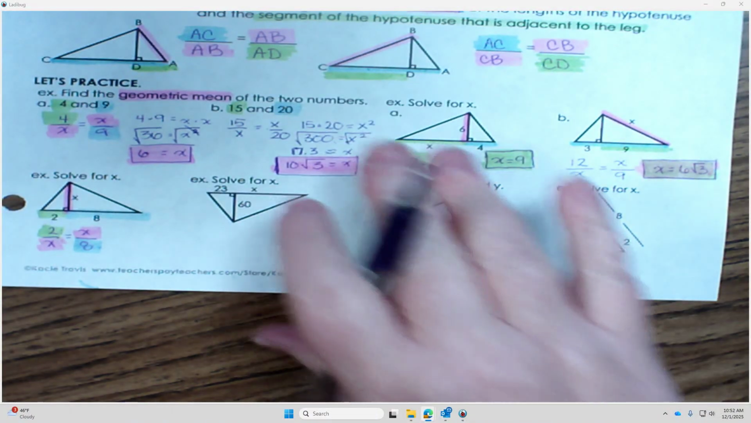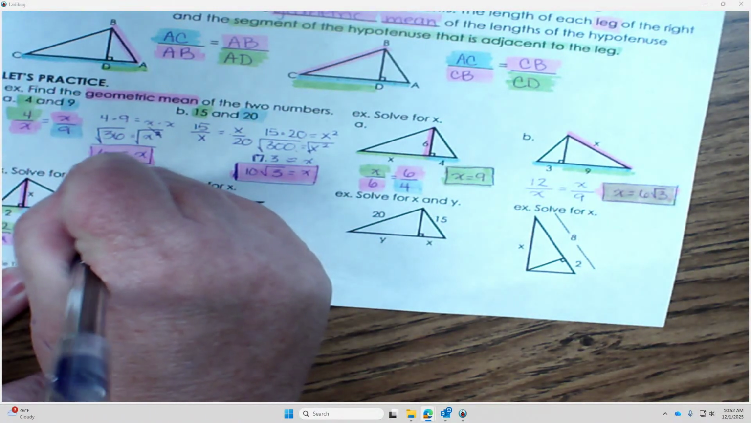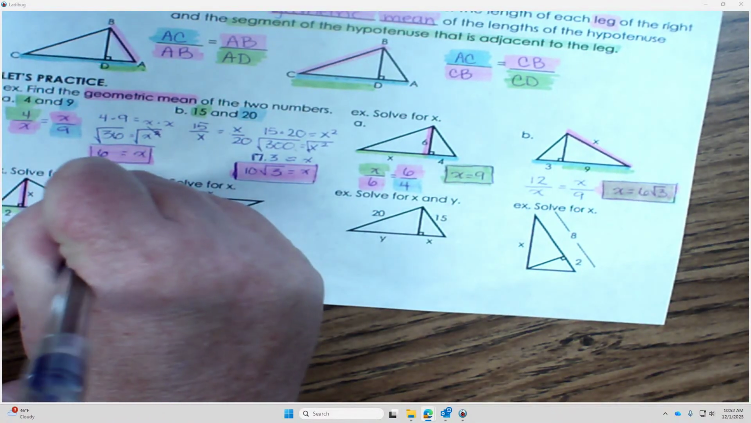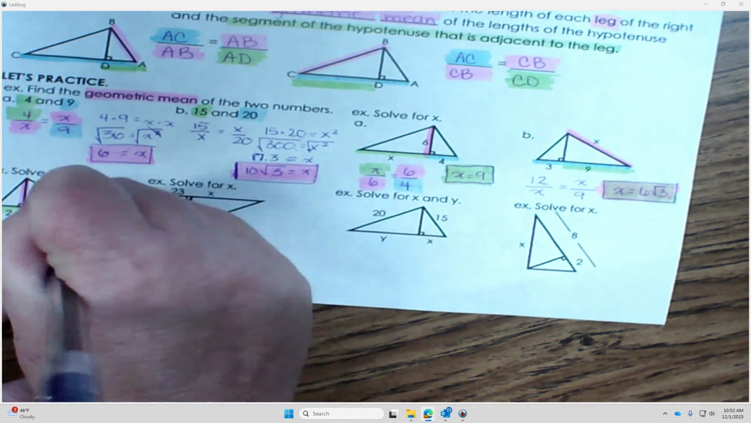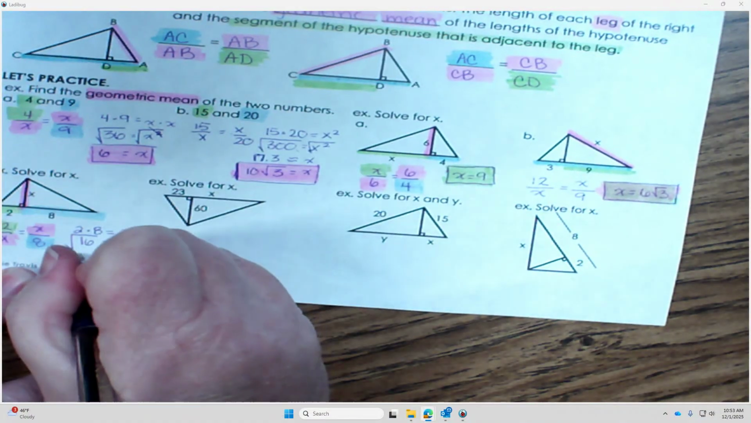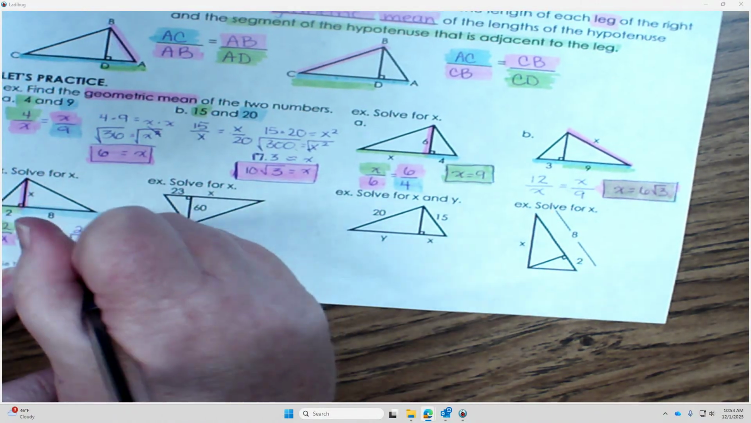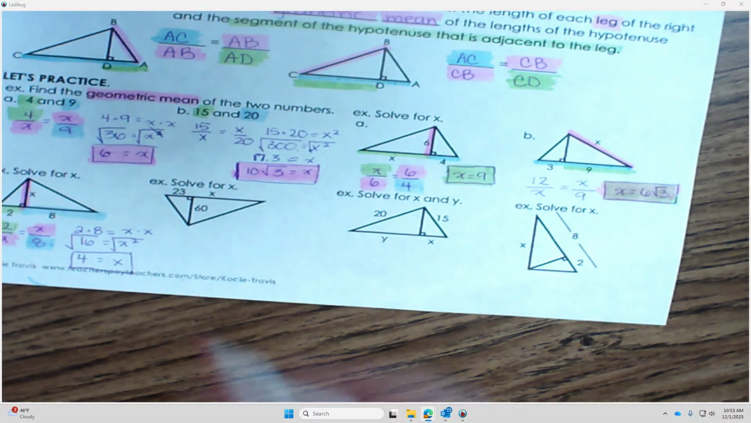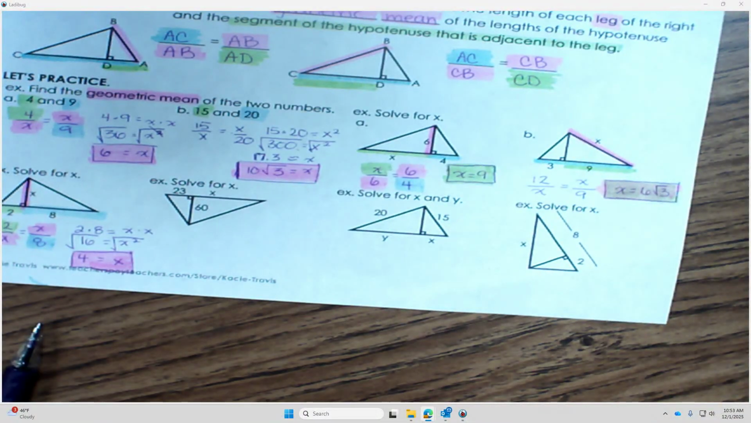2 over x equals x over, actually, I can solve that here. That's not very long. 2 times 8 is equal to x times x. That's 16 equals x squared. I square root both sides. The square root of 16 is 4. The square root of x squared is x. So I get my solution is x is equal to 4. Okay, once again, that color coding just set me up easy peasy.